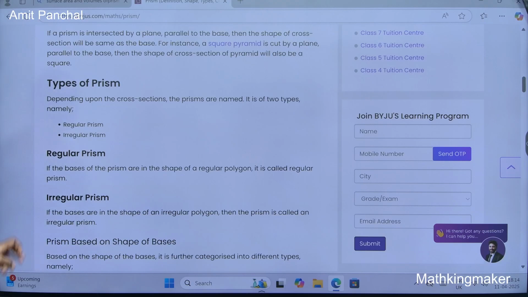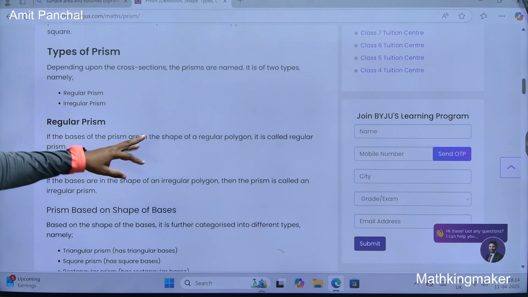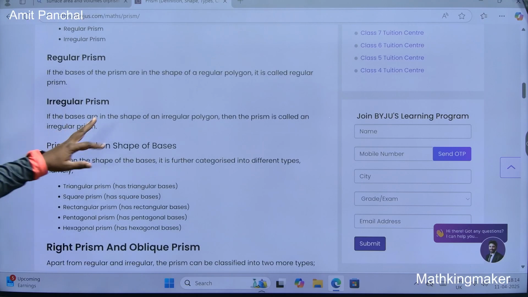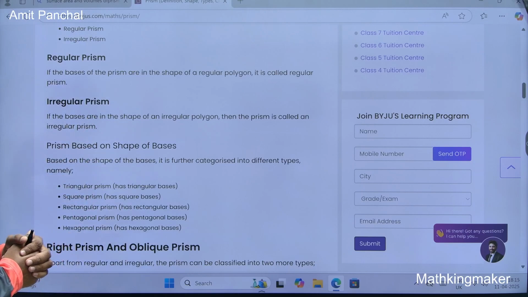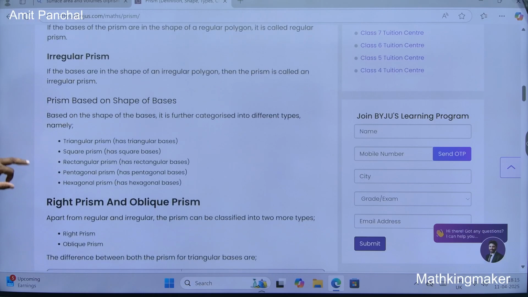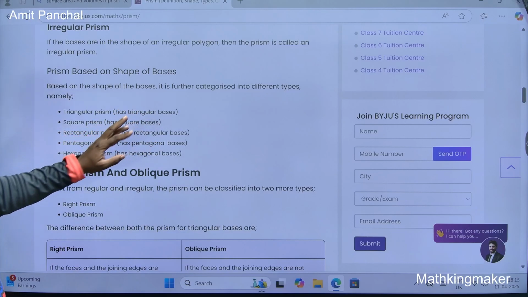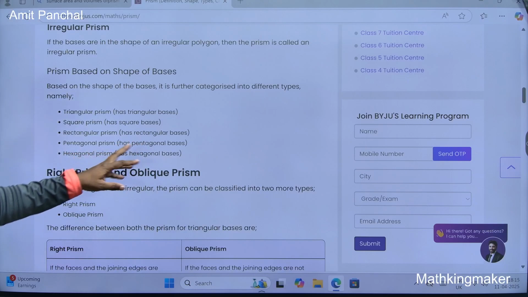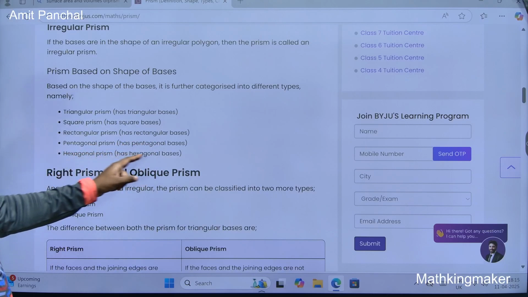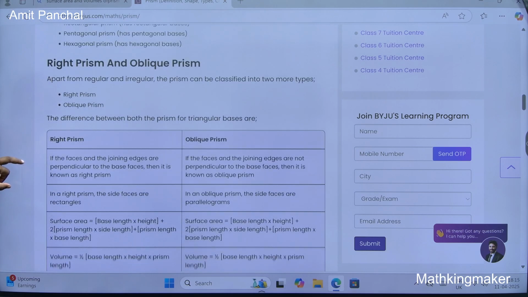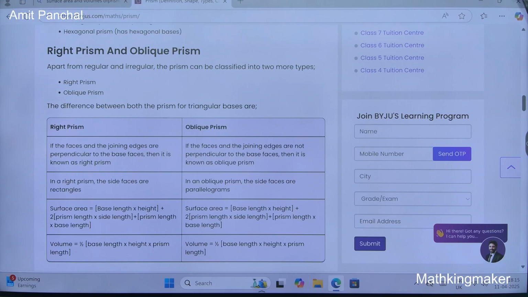Okay. So regular prism: if the bases of the prism are in the shape of a regular polygon, it is called a regular prism. Irregular: if the bases are in the shape of an irregular polygon, then the prism is called an irregular prism. So the base may be a triangular base, square base, rectangular base, pentagon base, or hexagonal base.